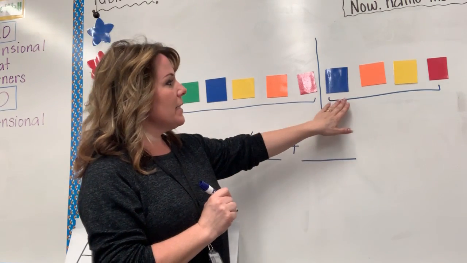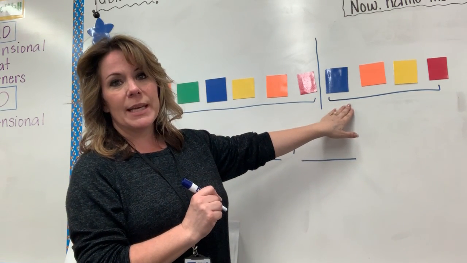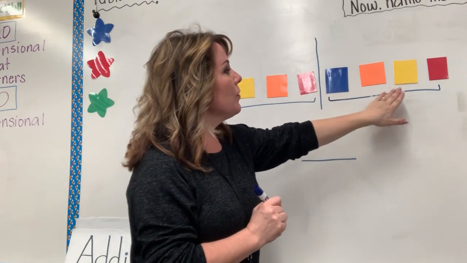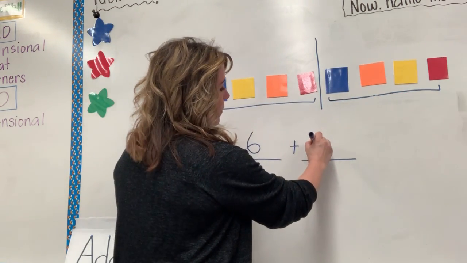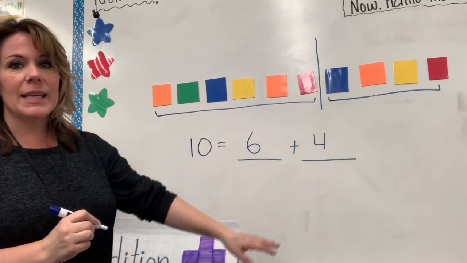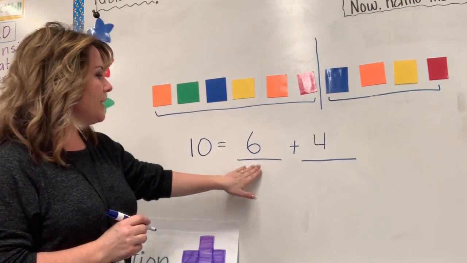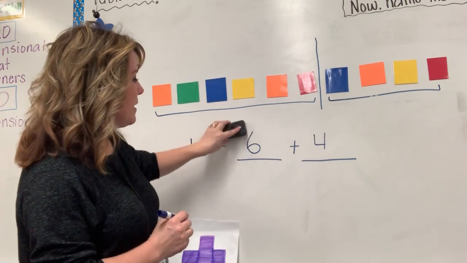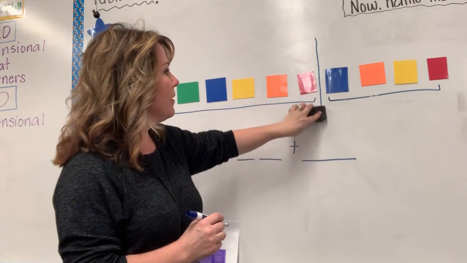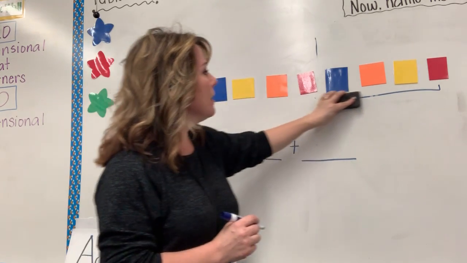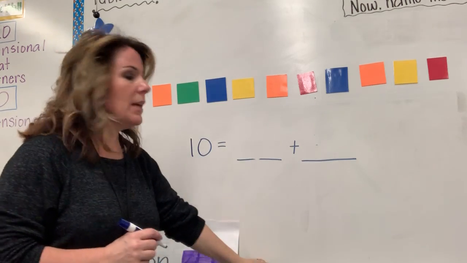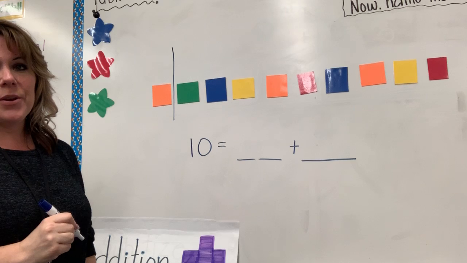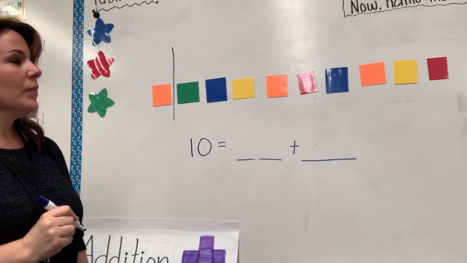Now my next group is, can you subitize or do we need to count? Okay, I'm going to count. 1, 2, 3, 4. So what that tells me is that 4 plus 6 equals 10. Now, can we come up with another set of numbers? I bet we can. Let me erase those lines. What if we drew the line there? What would our numbers look like?